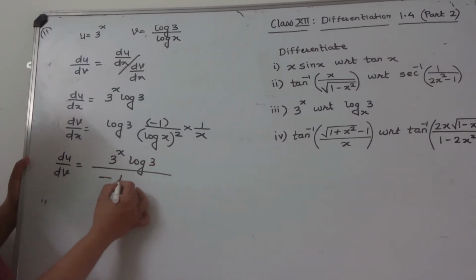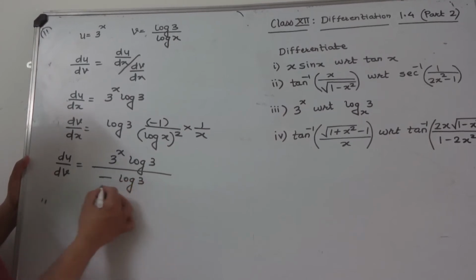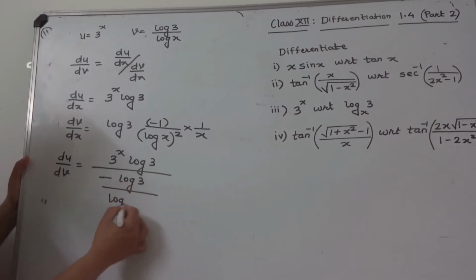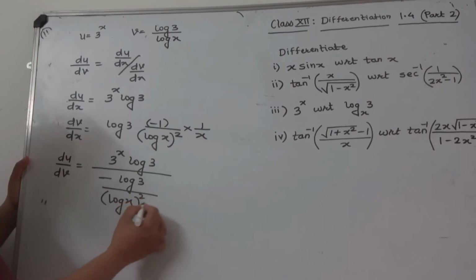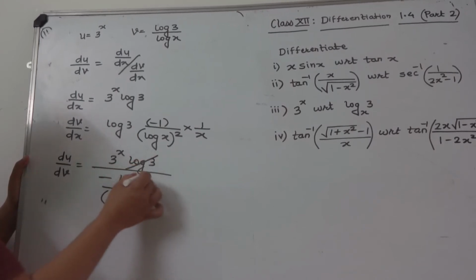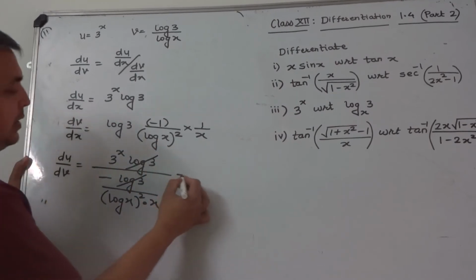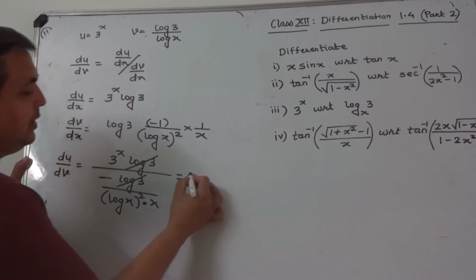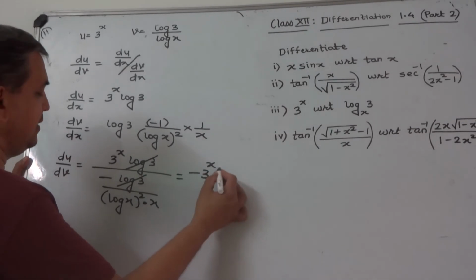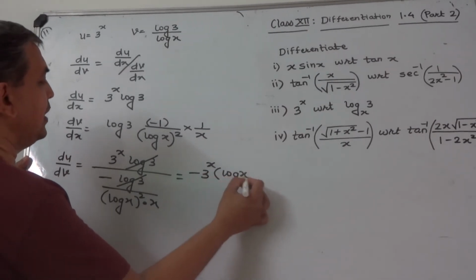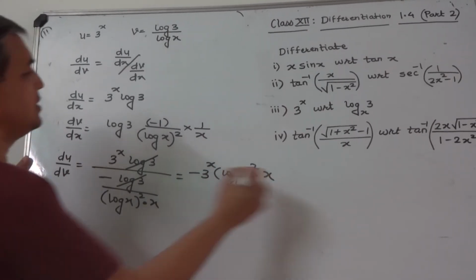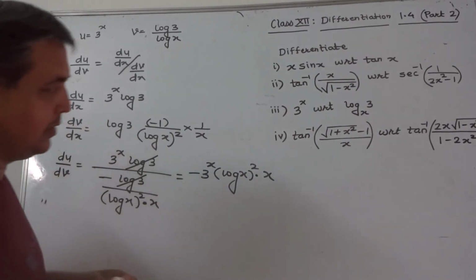upon minus of log 3 upon log x square into x. This log 3 gets cancelled and this term in the denominator will go in the numerator. This minus also can be written here, so minus 3 raised to x upon log x square into x. This is the final answer.